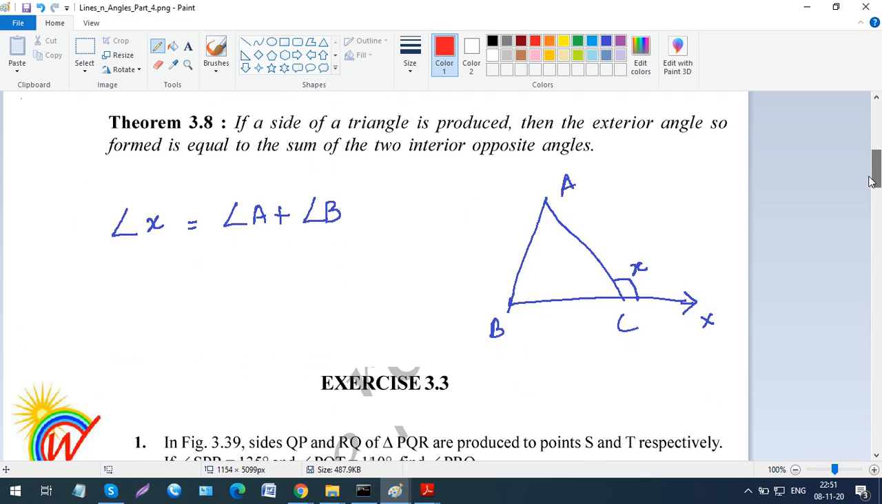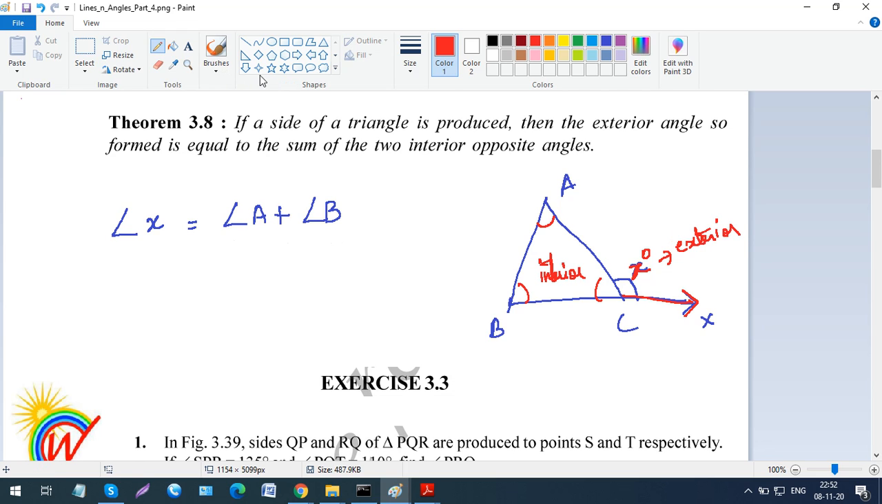And then the second important property: if you have a triangle ABC, and one side is extended like this, let us say this angle is x degrees. Now this is the external angle, and these three angles inside are interior angles. The angles inside the triangle are interior angles, and the angle outside is called the exterior angle, or external angle.